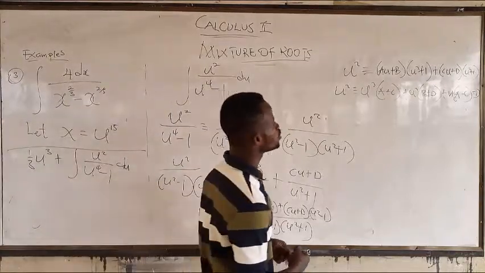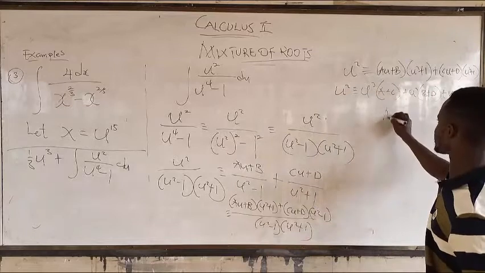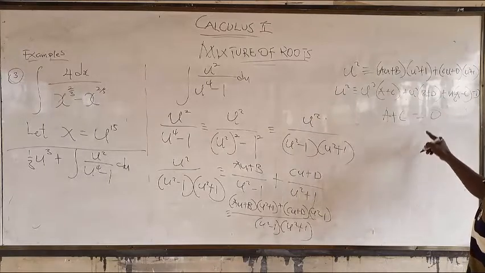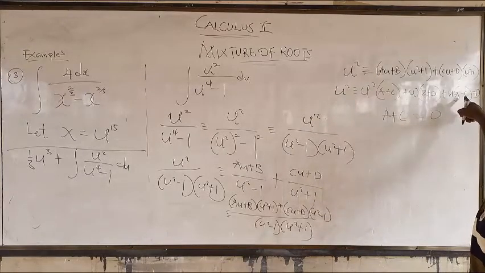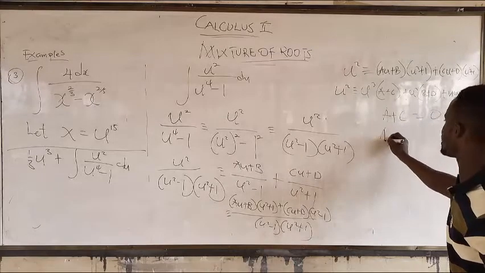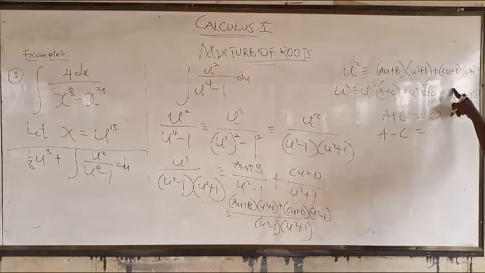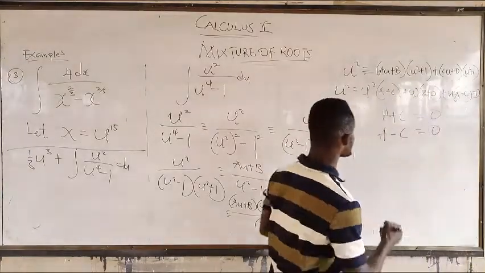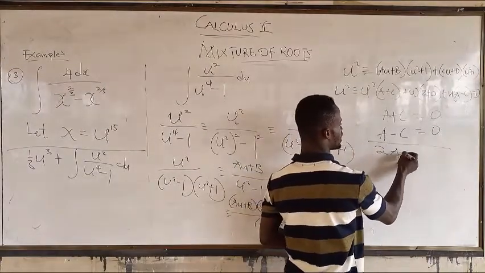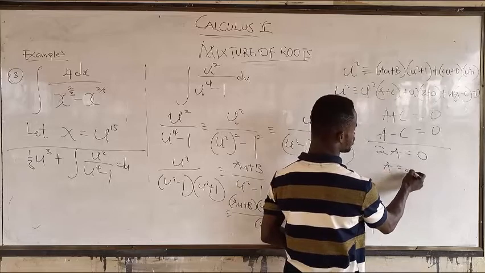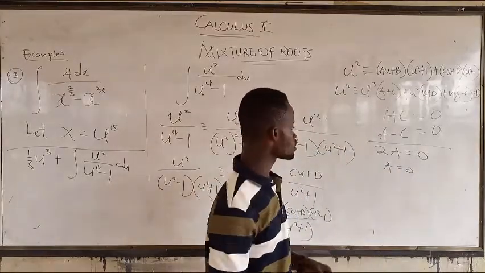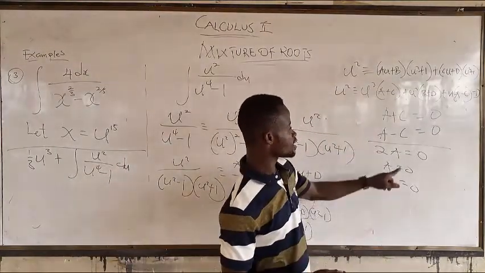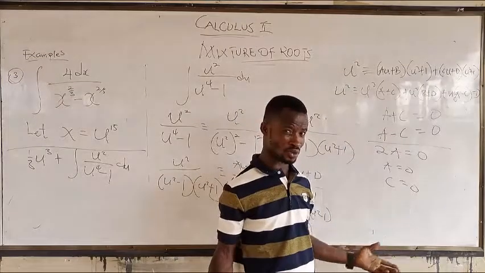So by comparing, you can see clearly that here you're going to get a plus c to be equal to the coefficient of power 3 here, which is 0. And when you come to this, let's go for this. You have a minus c here. Also, the coefficient of u on the left is 0. Oh, wow. So by adding this, we can get 2a is equal to 0. Therefore, a is equal to 0. And if a is equal to 0, then definitely c too will be equal to 0. Because when you replace a to be 0 here, c will be 0. I hope you are following.